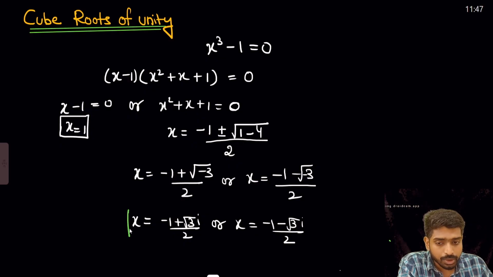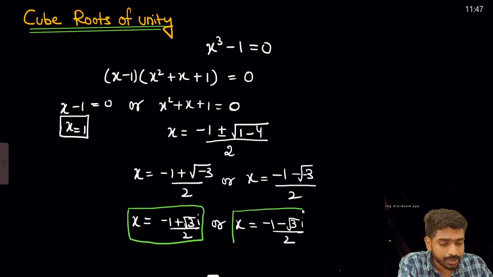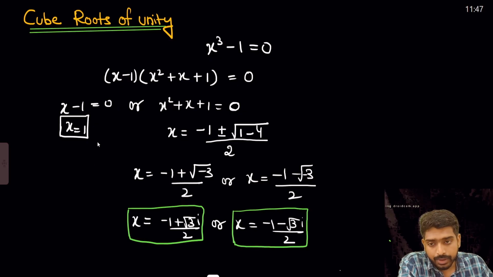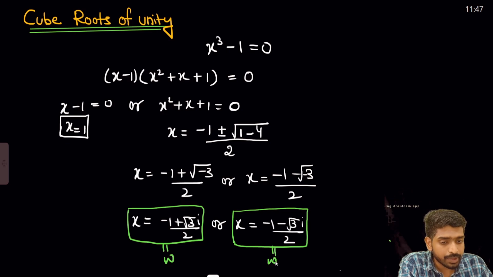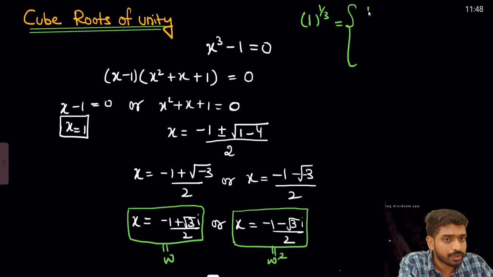So we got a total of 3 roots for this equation, 3 solutions for this equation. We will denote this value as omega, and this value as omega square. Whenever they ask for the cube root of 1, it has 3 values. The cube root of 1 will give 3 values. One is 1, the second one is omega, and the third one is omega square, right?